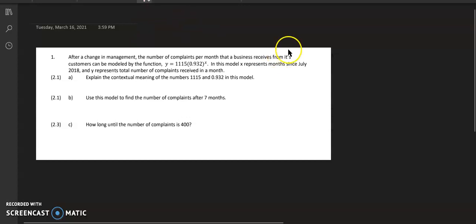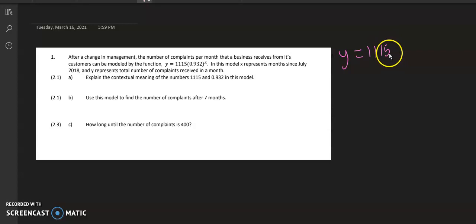And I will write this bigger, the equation in the context, y equals 1115 to the 0.932.